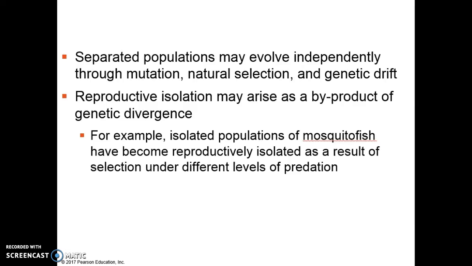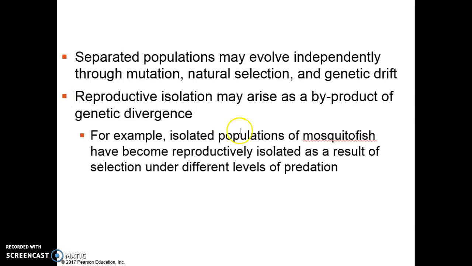Separated populations can evolve independently through mutation, natural selection, genetic drift. Essentially, we're isolating a gene pool. So all the things that we've studied so far about natural selection and evolution and gene flow and genetic drift and random mutation, all that stuff applies, but it's going to apply separately to each gene pool. So as these populations become isolated, they get their own gene pools.